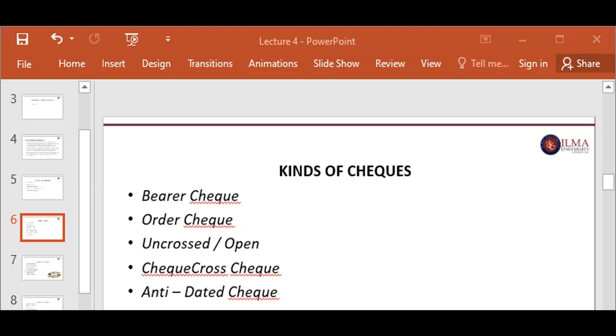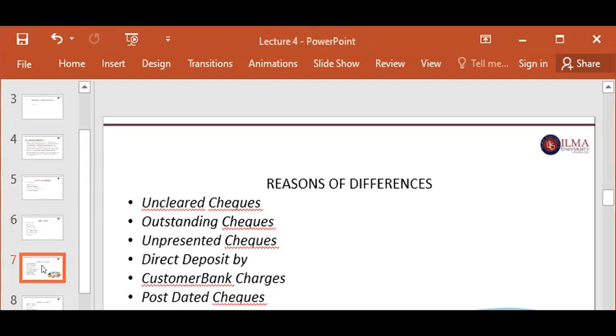Moving forward to the reasons of differences. The differences between cash book and bank reconciliation statement can arise due to the following reasons. Number one, uncleared checks. Checks deposited into the bank but have not yet been cleared by the bank because the check was under clearing process. So this check is added at the end of the day when making a bank reconciliation statement. These type of checks are added in bank statement.